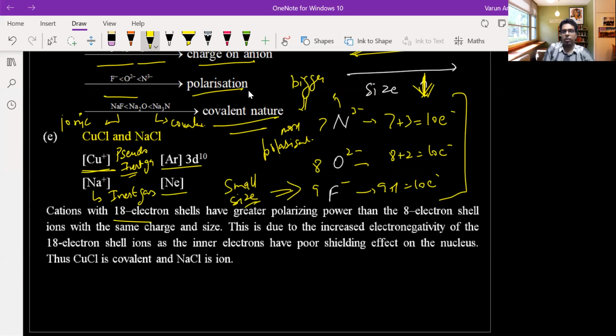So pseudo inert gas configuration is cations with 18 electrons. They will have more polarizing power. So more is the polarizing power, more is the covalent character. So pseudo inert gas configuration will have more covalent character. So CuCl is more covalent in nature and NaCl is more ionic in nature.